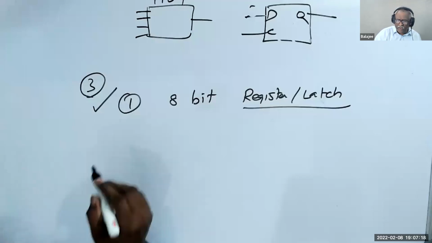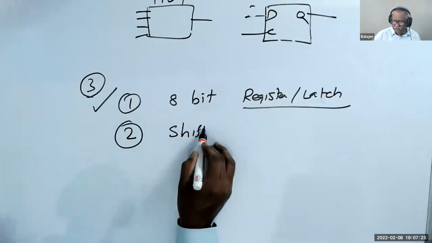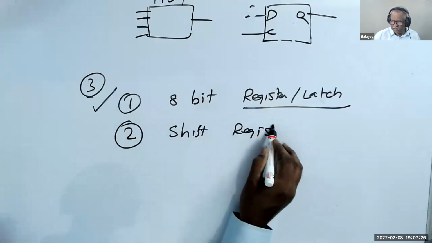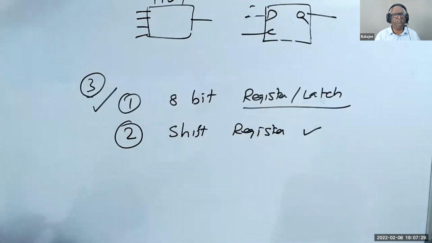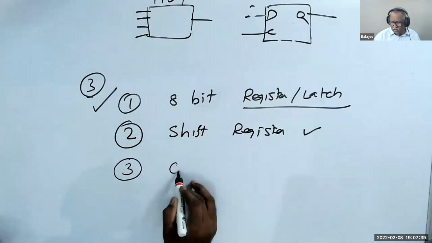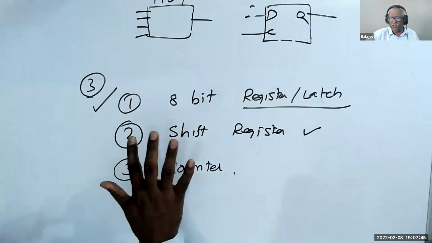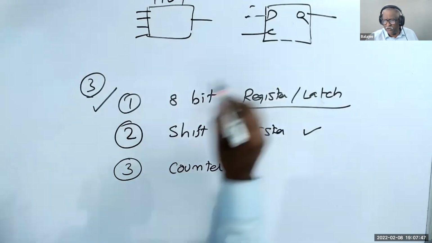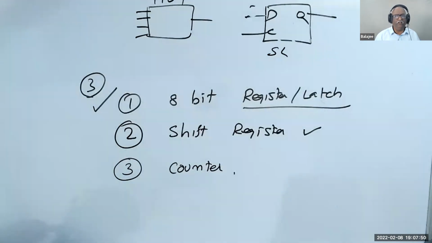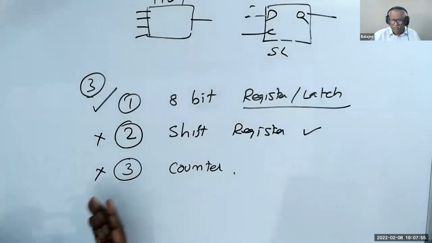The second one is the shift register. Just know how it works, that is enough. And the third one is the counter. So the applications of the D flip-flop, that is sequential logic, are three. Whether you remember this or not, I'm not very interested. But this is very important.